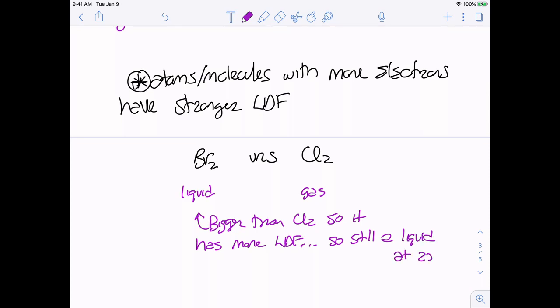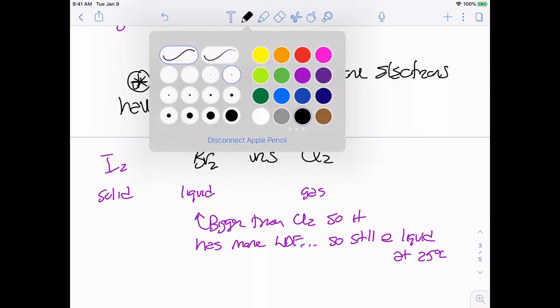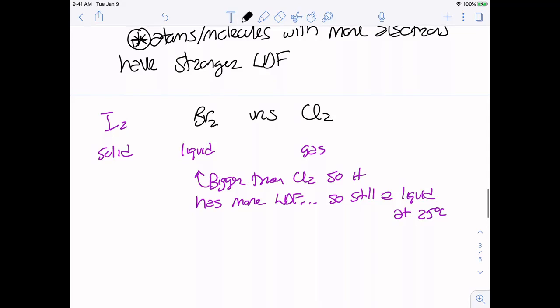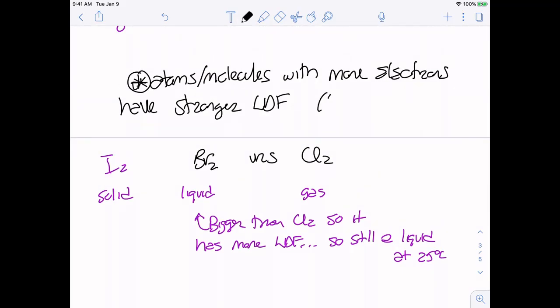at 25 degrees Celsius. If I wanted to add iodine to the list, iodine is actually solid at room temperature, right? It's even bigger. So I have even more of those connections. So larger molecules, molecules with more atoms or with more electrons, have stronger London dispersion forces. So the bigger it is, the more London dispersion forces it's going to have. We could say larger.